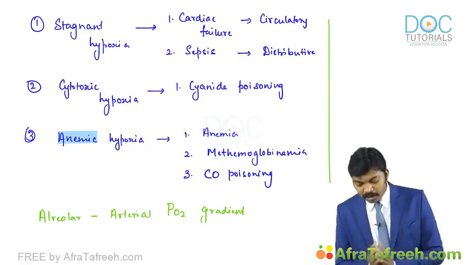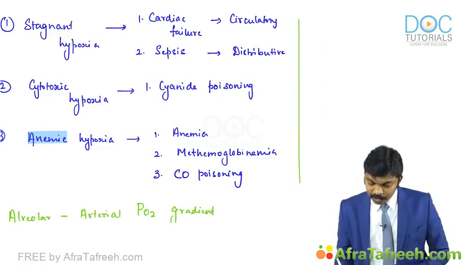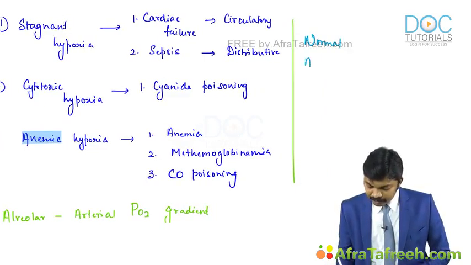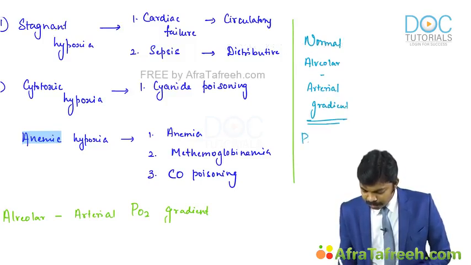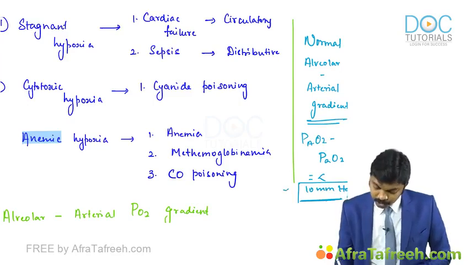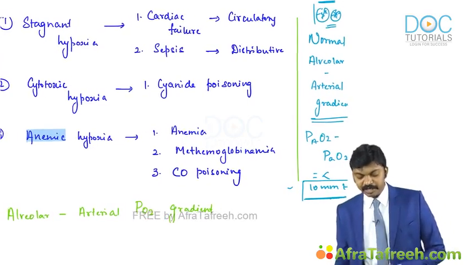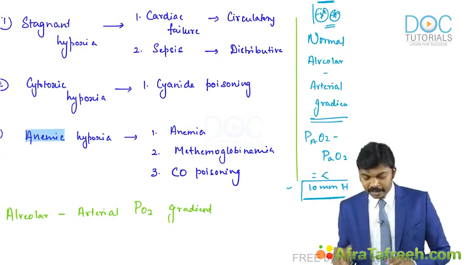So my dear friends, in all the three conditions, stagnant, cytotoxic as well as anemic hypoxia, you do have a normal alveolar arterial gradient, which means PAO2 minus PaO2, alveolar minus arterial O2, is going to be less than 10 millimeters of mercury. Point number 1, and this needs to be very clearly understood, as well as you should never ever forget this. All these cases of hypoxia, stagnant, cytotoxic, anemic, will have normal alveolar arterial gradient, doctors.